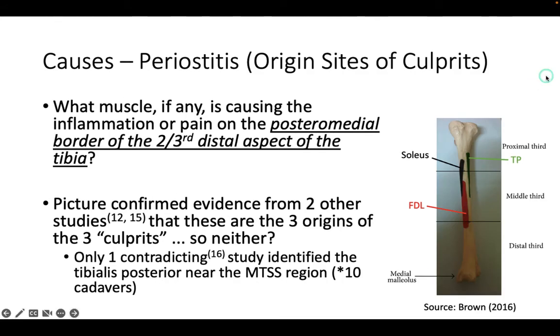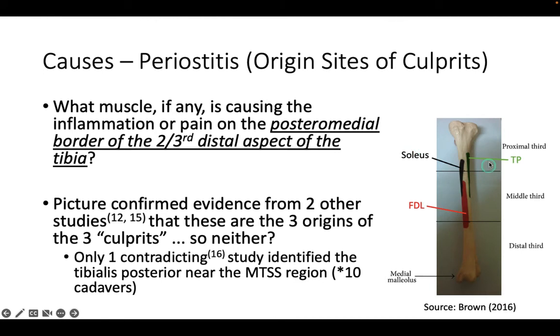But if we keep going on talking about periostitis in terms of why those 3 muscles, again, the area of pain we're looking for is the posterior medial border of the distal two-thirds of the tibia. And so researchers thought that potentially the tibialis posterior, soleus, and flexor digitorum longus were those 3 muscles that were being overstressed and causing that tugging. But this came from a source, Brown in 2016. He did basically a cadaver study, and they identified the origin sites for all 3 of those muscles, the tibialis posterior, soleus, and flexor digitorum longus.